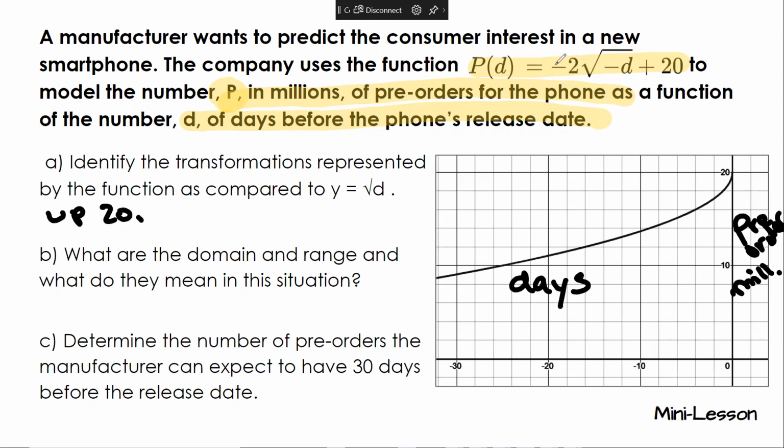Okay. Now we got a negative chilling out front. What does that negative do to our equation? That 2 is going to stretch it. So stretch a 2. Stretch a 2. But that negative out front is going to reflect across the x-axis.